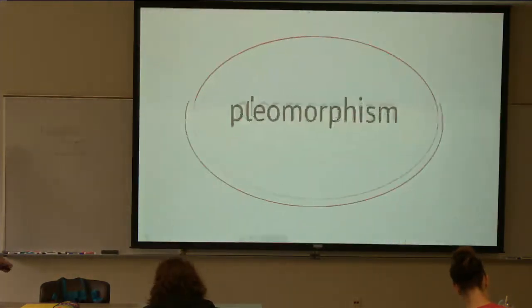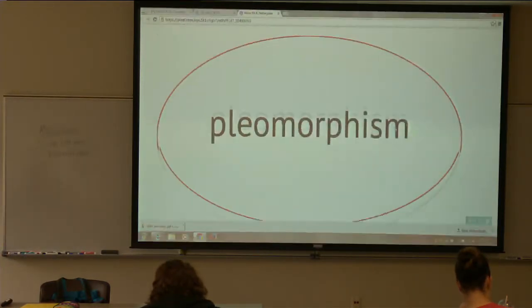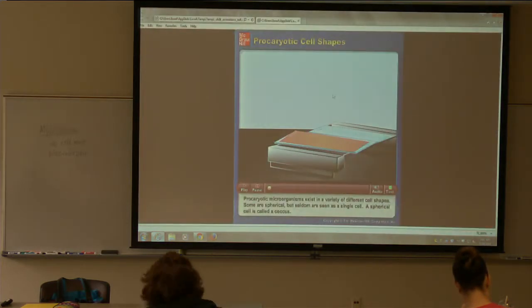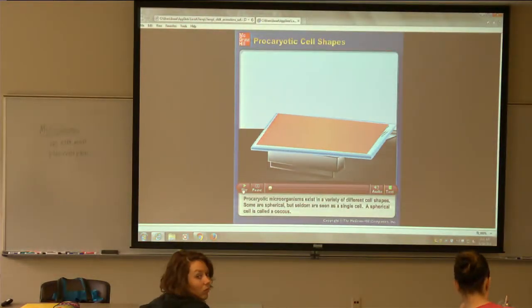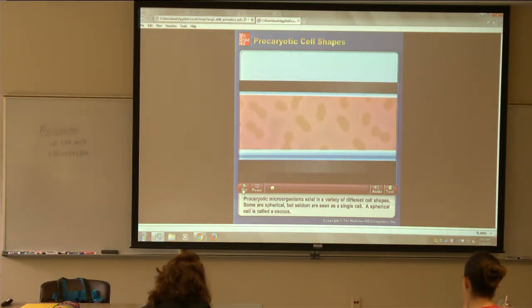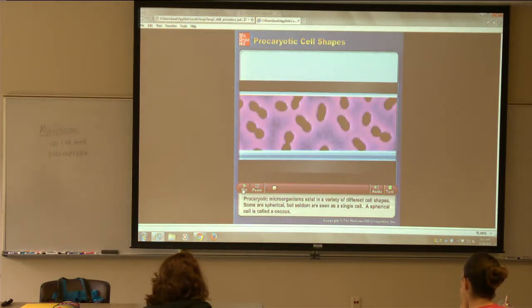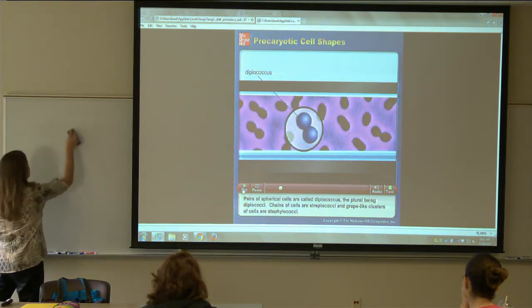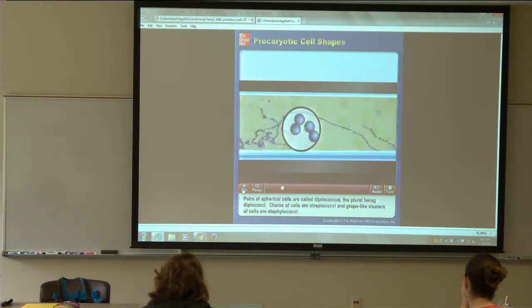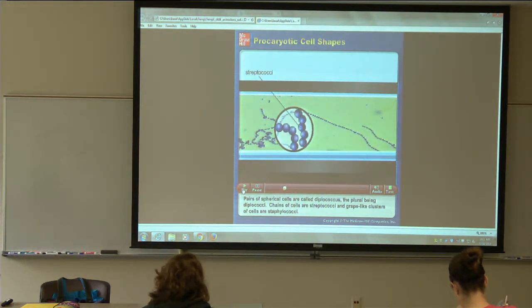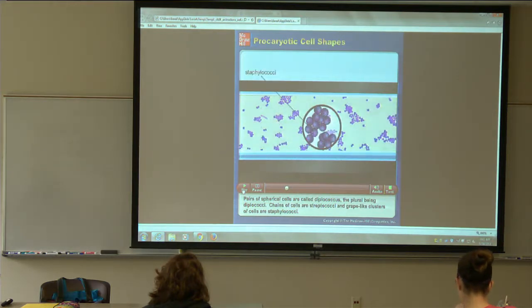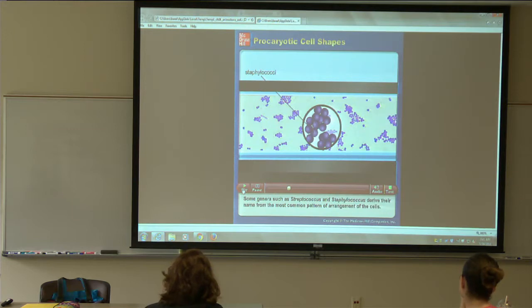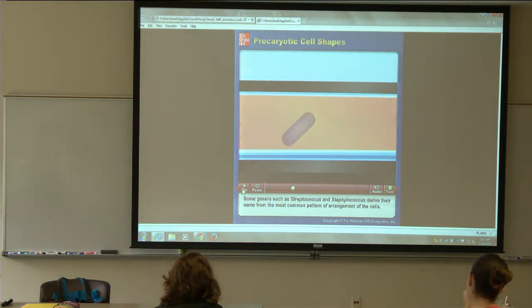Okay, before we go through the concept check, let me show you an animation that will wrap up this portion. Prokaryotic microorganisms exist in a variety of different cell shapes. Some are spherical, but seldom are seen as a single cell. A spherical cell is called a coccus. Pairs of spherical cells are called diplococcus, the plural being diplococci. Chains of cells are streptococci, and grape-like clusters of cells are staphylococci. Some genera, such as Streptococcus and Staphylococcus, derive their name from the most common pattern of arrangement of the cells.